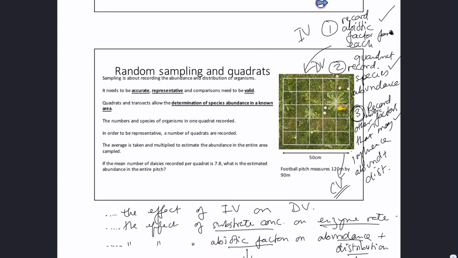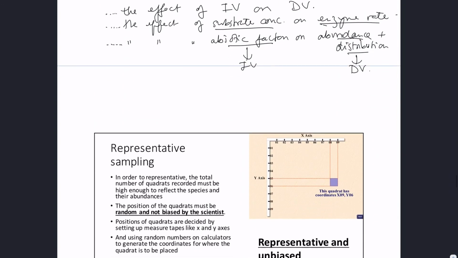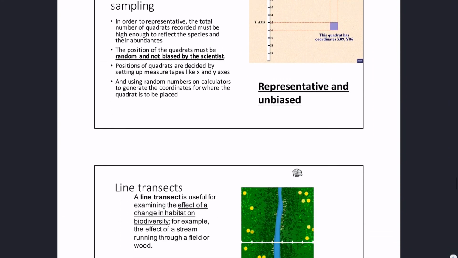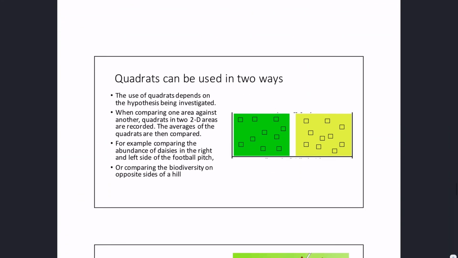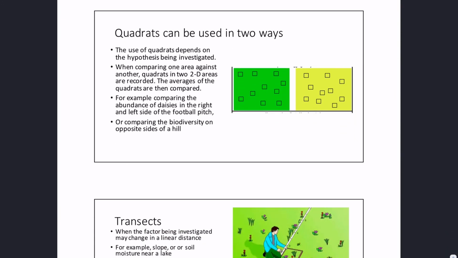Okay, so now that we've decided how we are going to record the data, or what the important information is that we're going to record, we need to think about how we're going to set up the investigation. And there are 2 general ways that you can do this. The first is a simple area comparison.